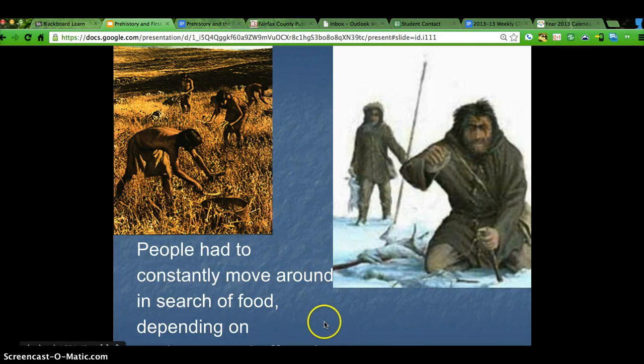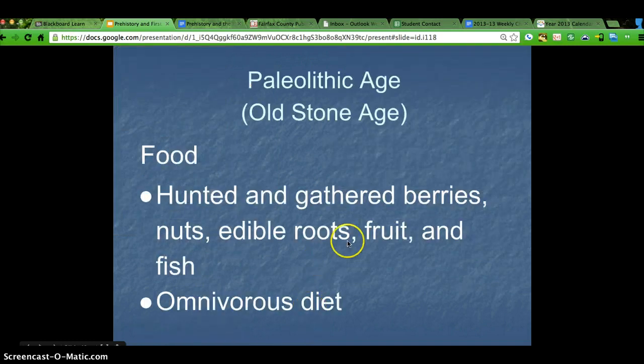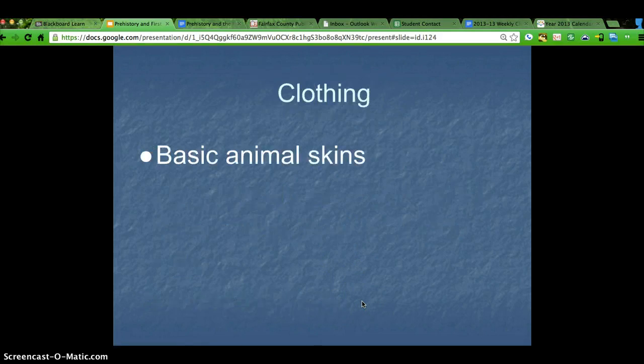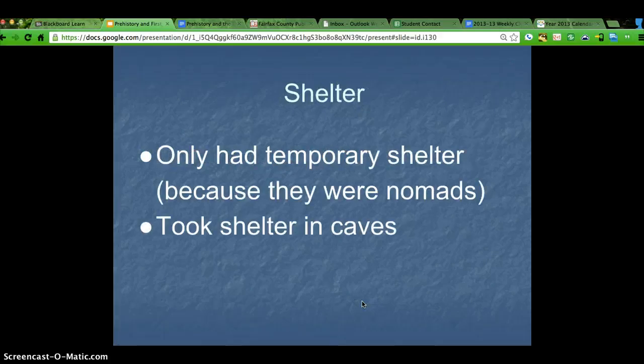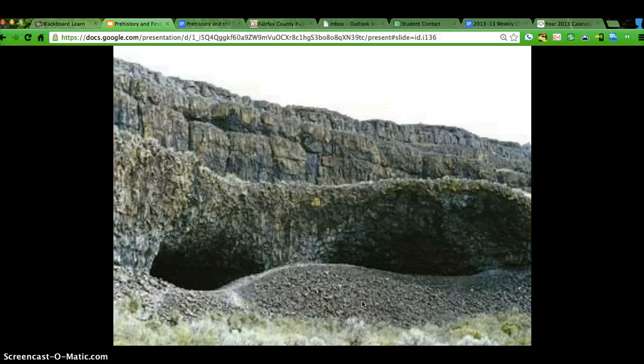They are going to be moving around. And I know you can't see the bottom line, but we already mentioned hunter-gatherers or nomads. They are going to get their nuts and berries. They're omnivores, meaning meat eating. And they're going to use basic skins from animals. They can't do much with them, kind of wrap them around, and that's about it. Shelter is going to be temporary because they're moving, and in caves and such.